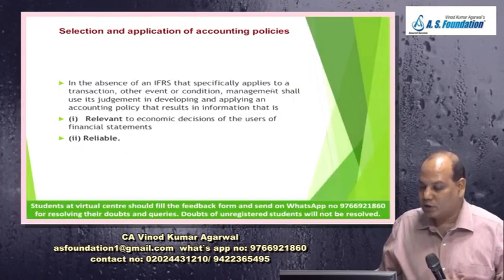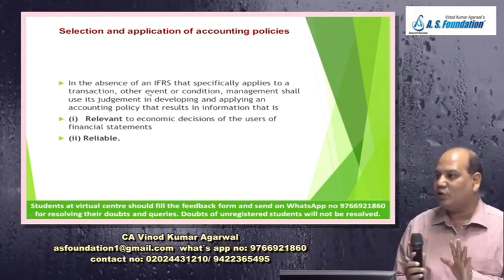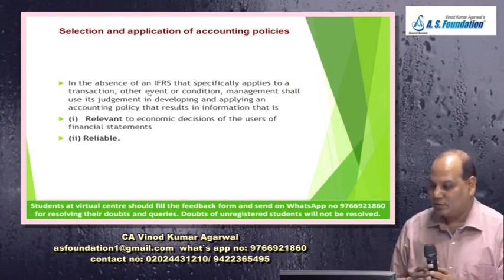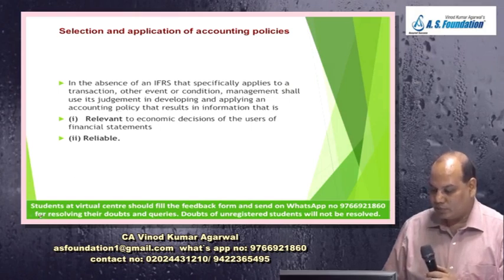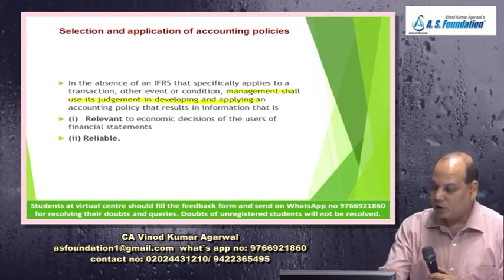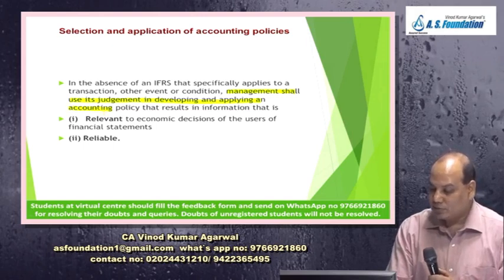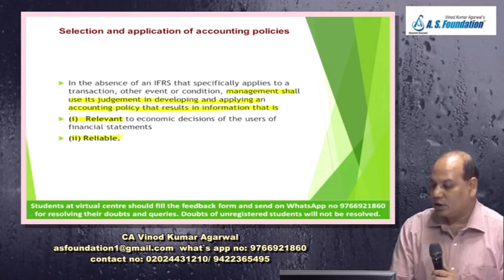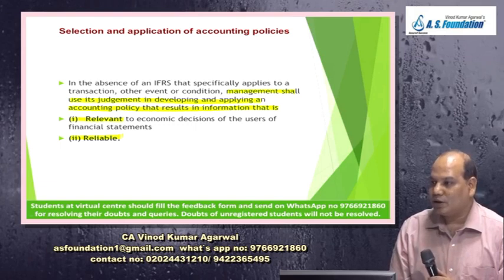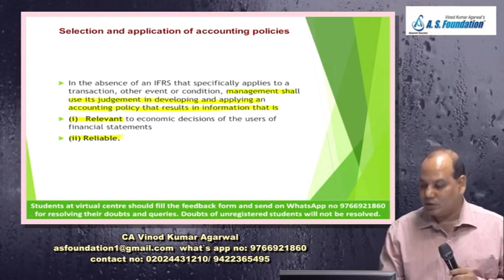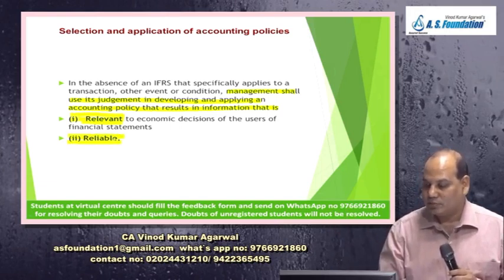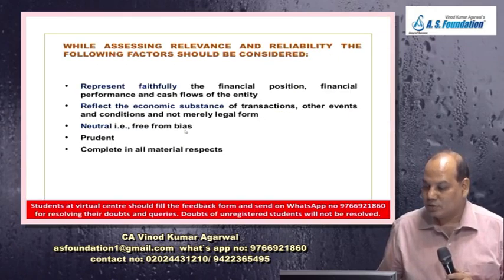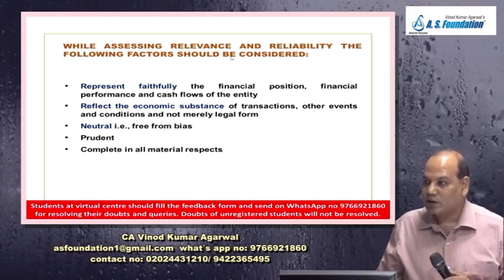Now in the absence of an IFRS that specifically applies to a transaction, suppose some kind of transactions have taken place for which there is no IFRS or mandatory IFRS guidance, management shall use its judgment. Now the management will have to apply the judgment in developing and applying an accounting policy that results in information that is relevant and reliable. While applying judgment, choose an accounting policy that will result in relevant information, meaning what is relevant in decision making for the user, and that is reliable, unbiased, trustworthy. And then the standard further gives you guidance about relevance and reliability.